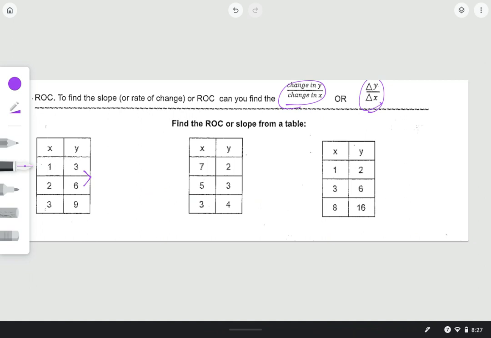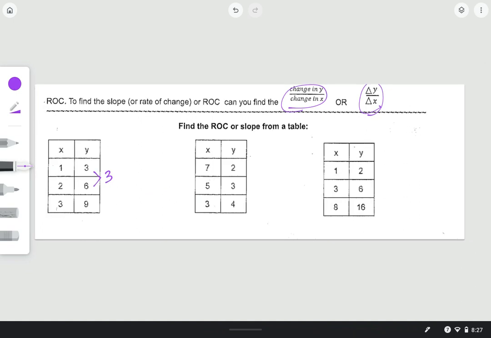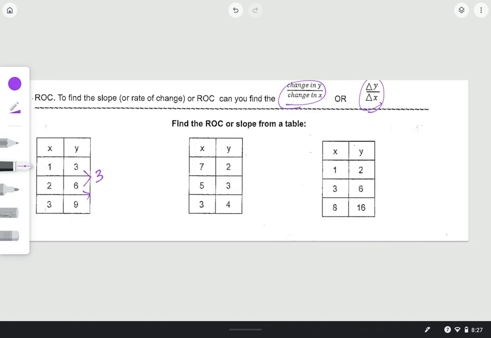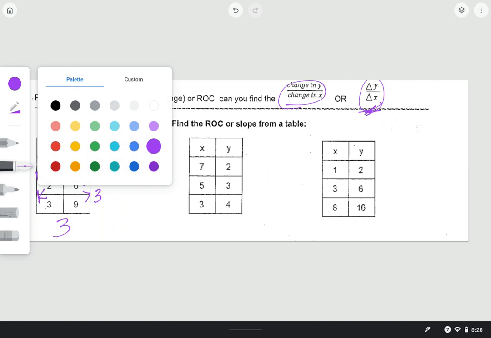So how do I get from 3 to 6? It's plus 3. 6 to 9 is plus 3. On the other side, from 1 to 2 is 1, and then 2 to 3 is also 1. So again, we're going back to this formula up here: change in y over change in x. So 3 over 1 equals 3. So the rate for that first one is 3.